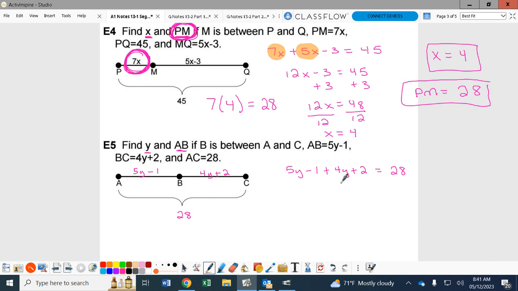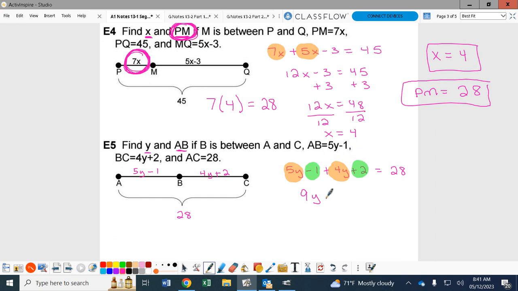We are going to combine like terms. These two need to go together, and these two need to go together. Again, solving an equation, guys. Every problem in geometry, you're going to need to know how to do this. 5y plus 4y is going to give you 9y. Ooh, watch out, guys. That's negative 1 and positive 2.